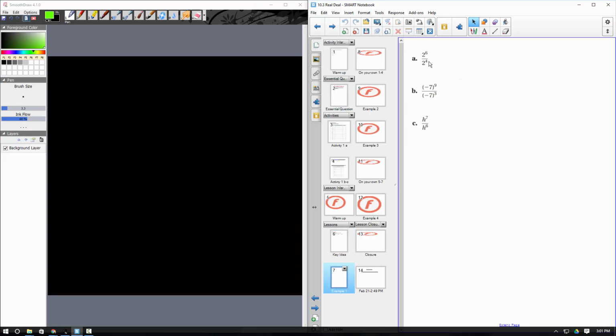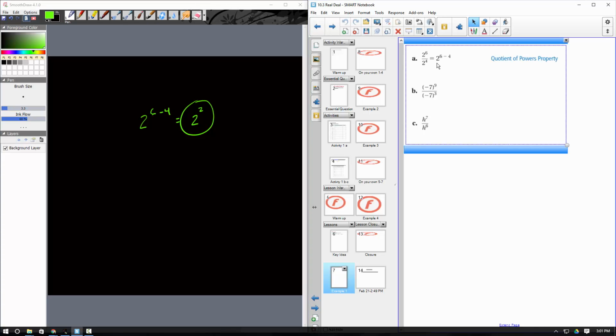Here's an example. If I take 2 to the sixth over 2 to the fourth, again, the bases are the same. So really, I would rewrite this as 2 to the sixth minus 4 equals 2 to the second power, and that equals 4. For this one here, I have (negative 7) to the 9 minus 3. Notice it's in parentheses, so therefore it is negative 7 to the sixth power. And then this one here, I have h to the first power, because if I subtract 6 from 7, I have 1 left.